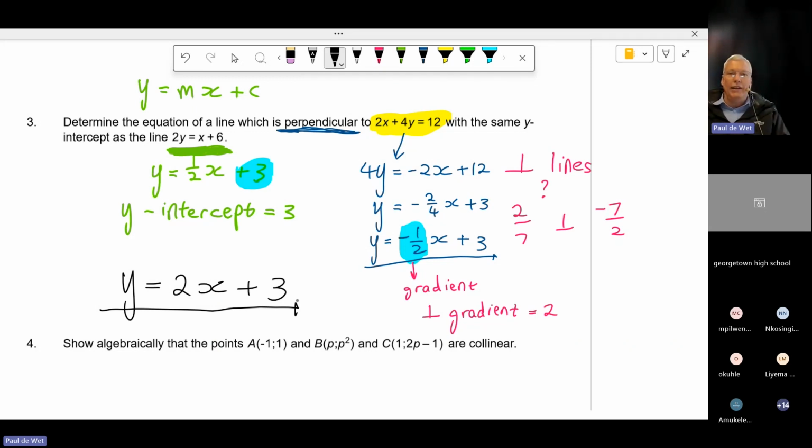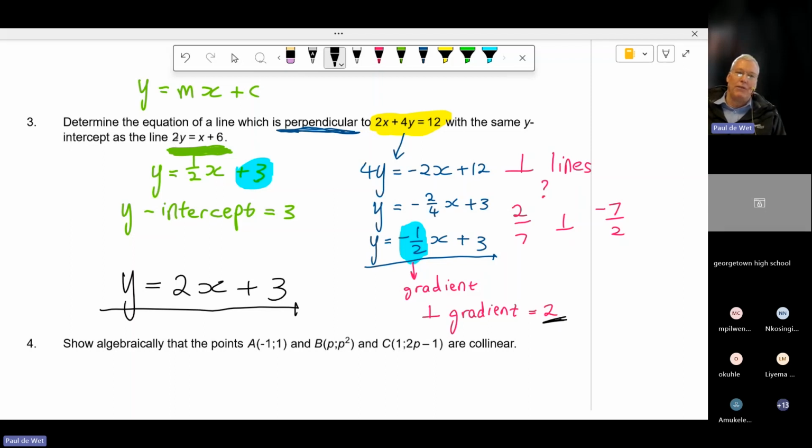This is a straight line. It's not in standard form. The first thing we do is we put it into standard form, and that tells us what this line's gradient is. Now we want a line that is perpendicular, so I need to turn it over and change the sign. Okay? And then we want the y-intercept to be the same as this line.